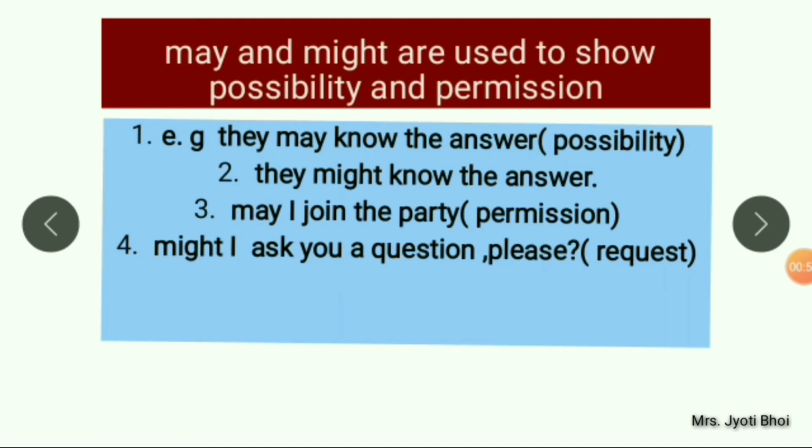May, might are used to show possibility and permission too. An example is given here: they may know the answer, it's a possibility, and they might know the answer, it's also a possibility. May and might we both use for a possibility. May I join the party, it's a permission. In our class too, again and again we ask these kinds of questions by using may.